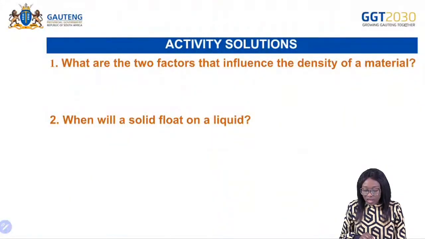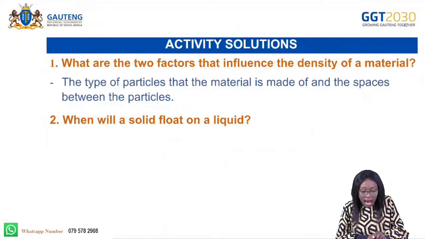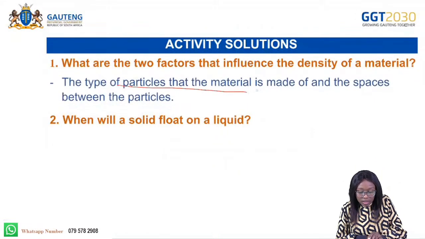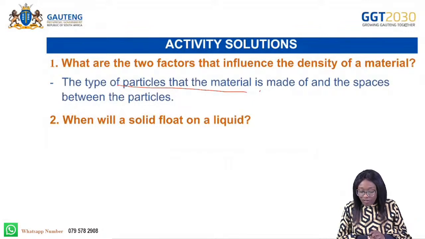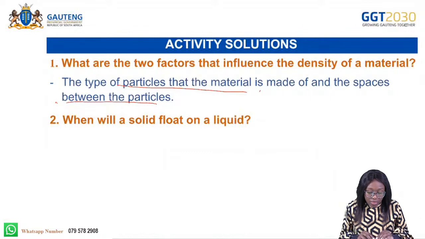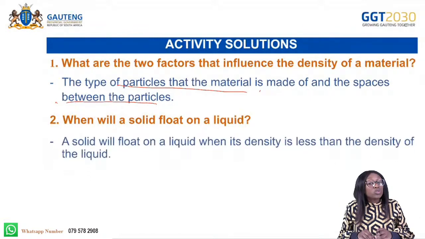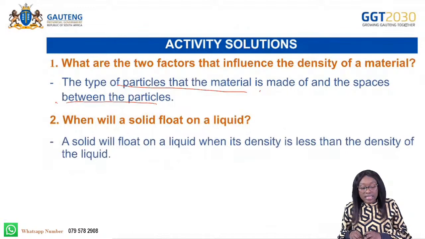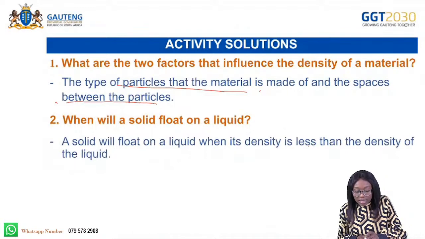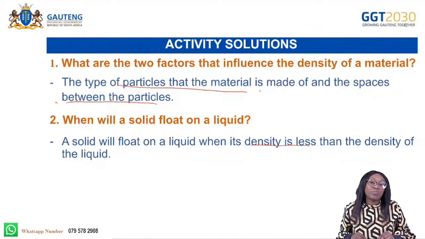Welcome back, learners. Now let's answer those questions. What are the two factors that influence the density of a material? It is the type of particles that the material is made of and the spaces between the particles. And when will a solid float on a liquid? A solid will float on a liquid when it is less dense, when its density is less than the density of the liquid. Take 1 minute to copy down these corrections.